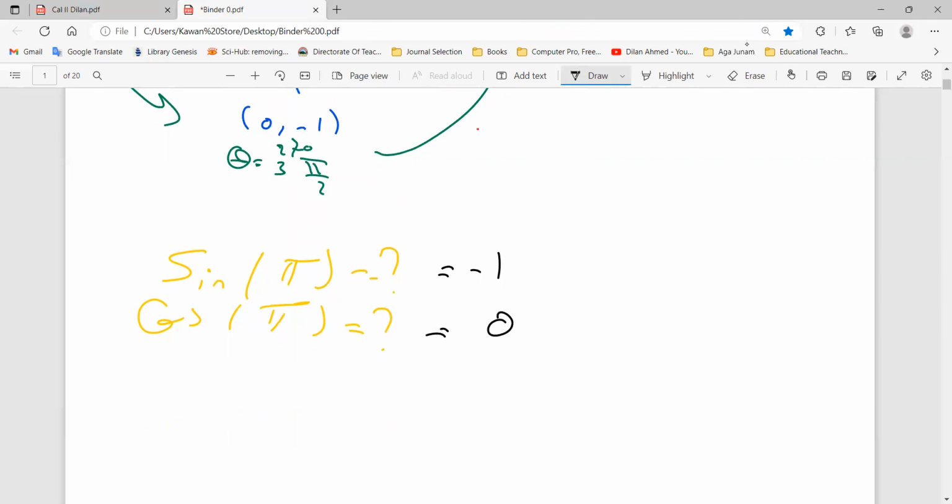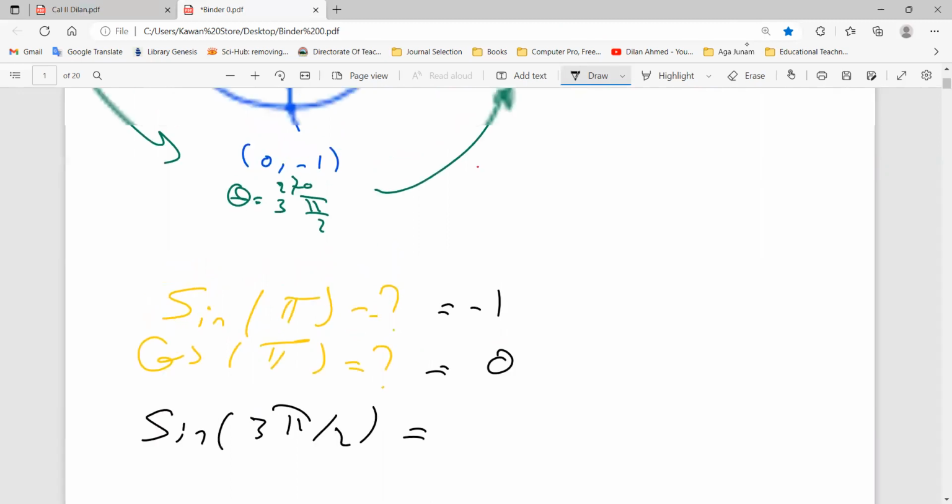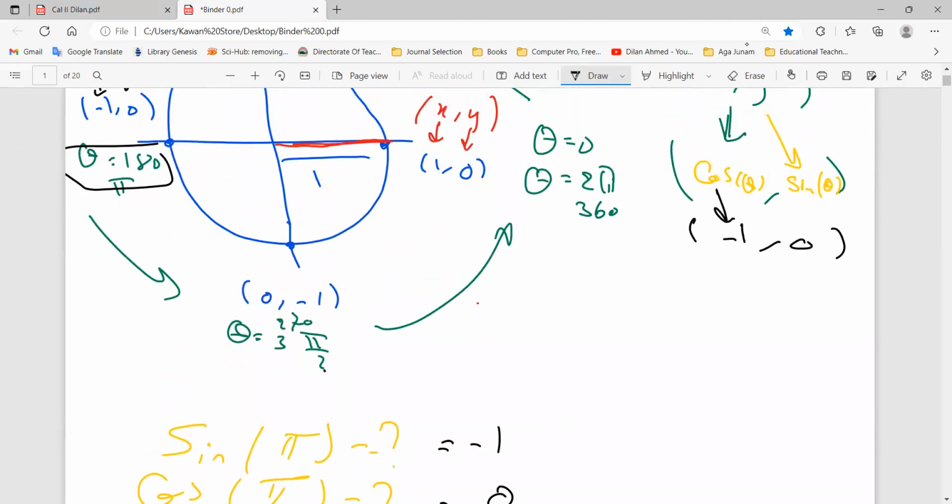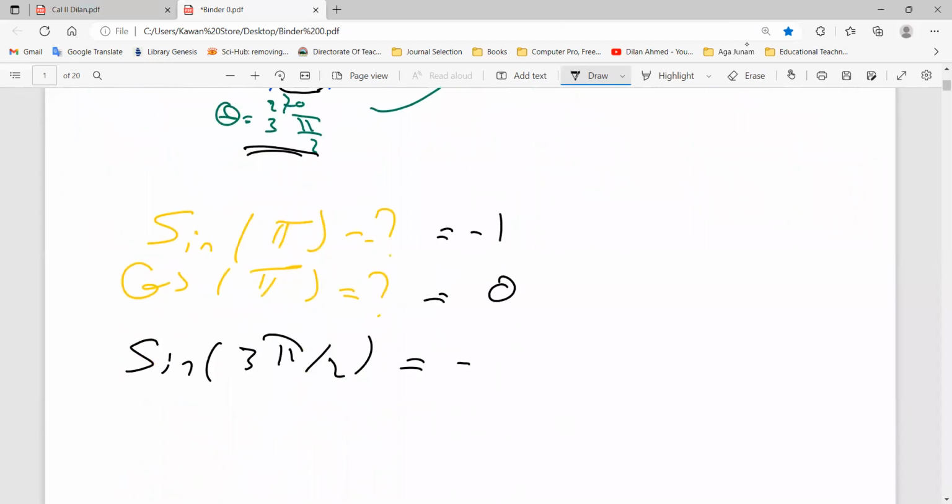How about, for example, sine of 3 pi over 2? Can you tell me? Where's the angle? Here's the angle. I'm talking about sine, so I have the y location. So I'm going to write negative 1. Understood?